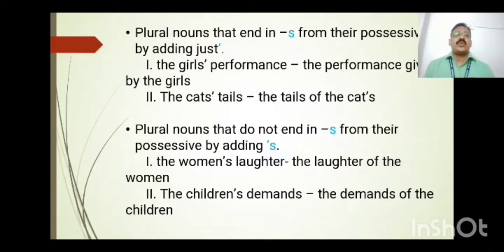Bit number 2, the cats' tail. Here also cats is a plural, so I have just put an apostrophe after s. The tails of the cats.